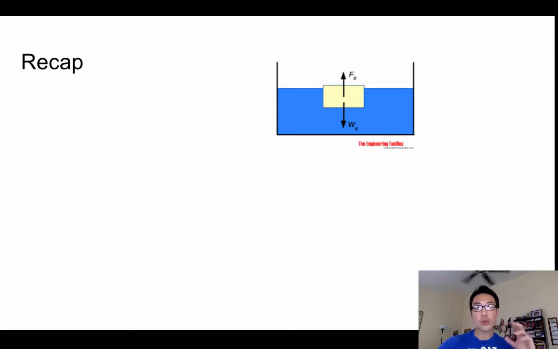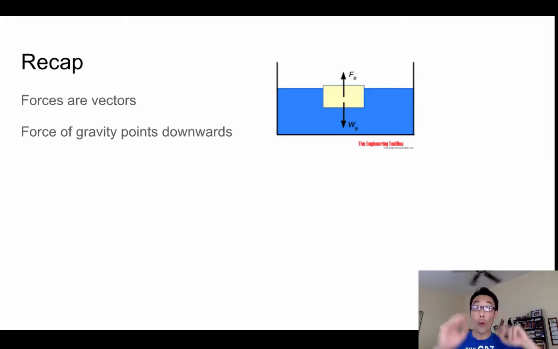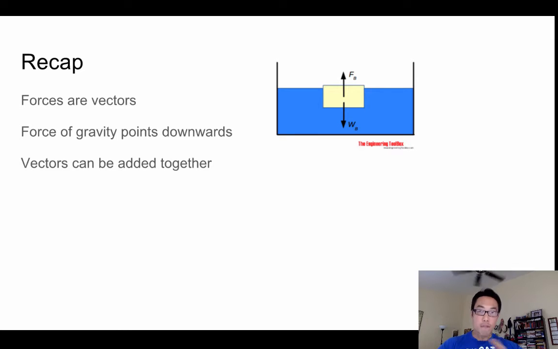In order to do these kinds of problems, there are several things that you must do. First of all, you must know that forces are vectors. That means they are a quantity that has a numerical value and a direction. The force of gravity, or the weight, always points downwards, and you'll see it written as F_g or W, depending on which textbook or example you're looking at. Vectors can be added together, but you can only add horizontal vectors to other horizontal vectors, and vertical vectors to other vertical vectors.